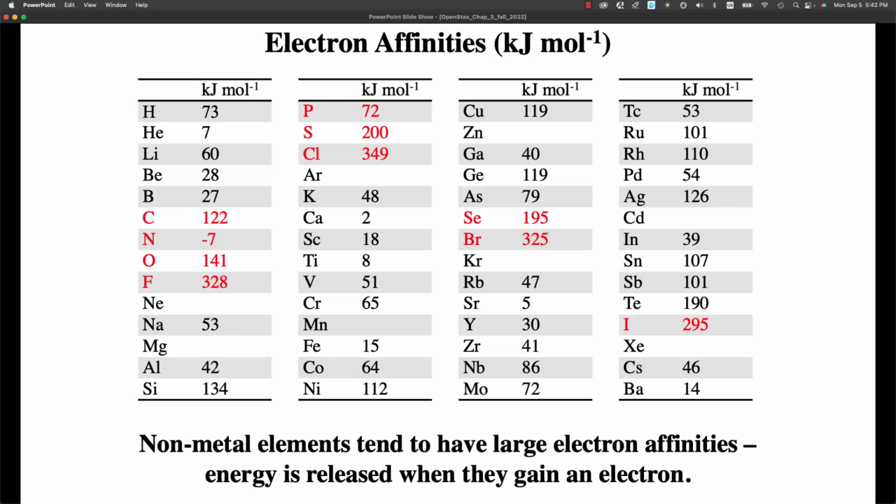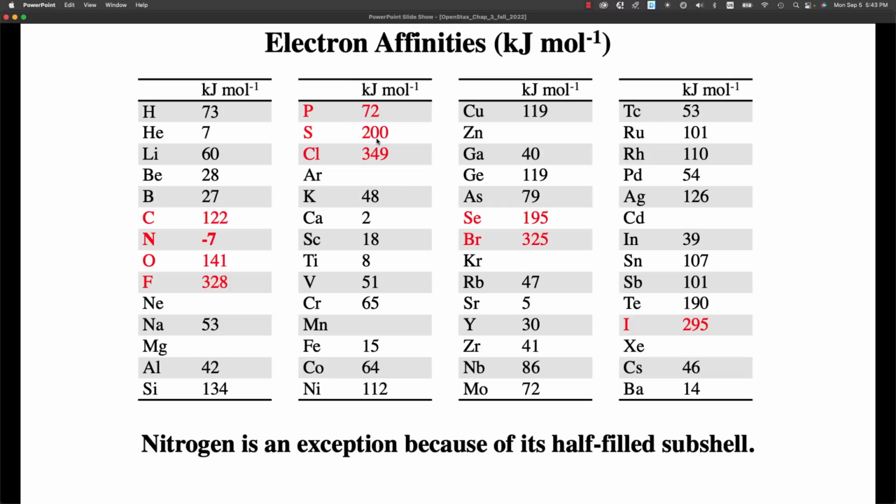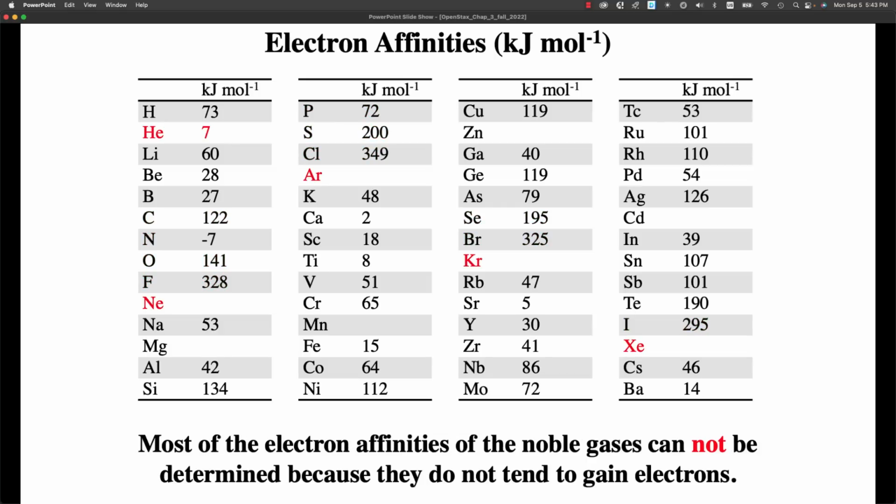And so here are tables of electron affinities. And so the ones in red are nonmetals. They tend to have large electron affinities. They really want electrons. Nitrogen is an exception. Remember, it was an exception for the trends in ionization energy. It's an exception for electron affinity. Again, that half-filled subshell of p orbitals is extra stable. Most electron affinities in the gases cannot be determined because they tend not to gain electrons.